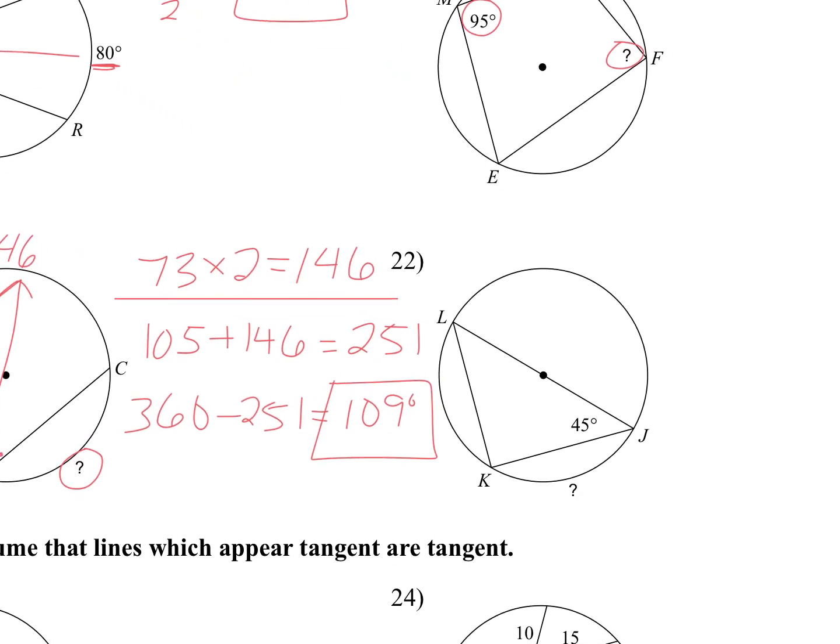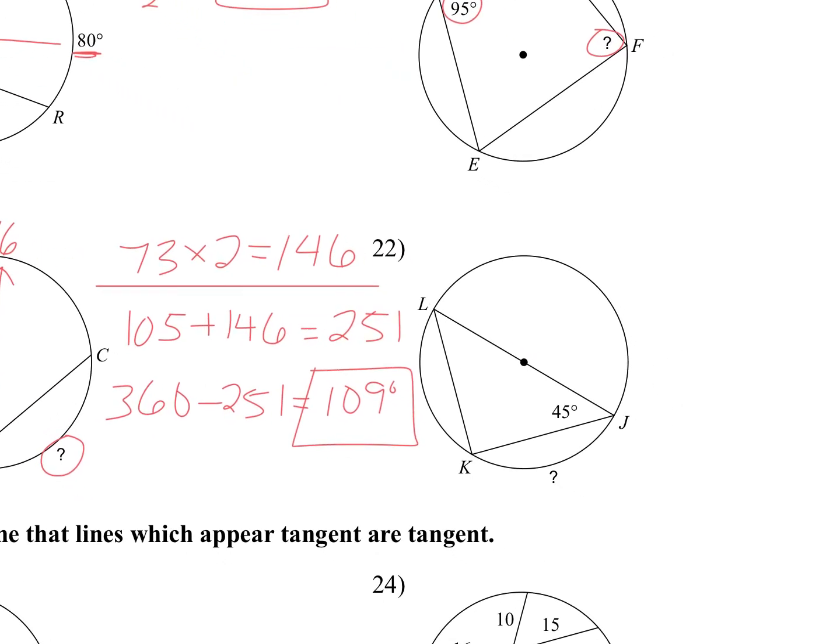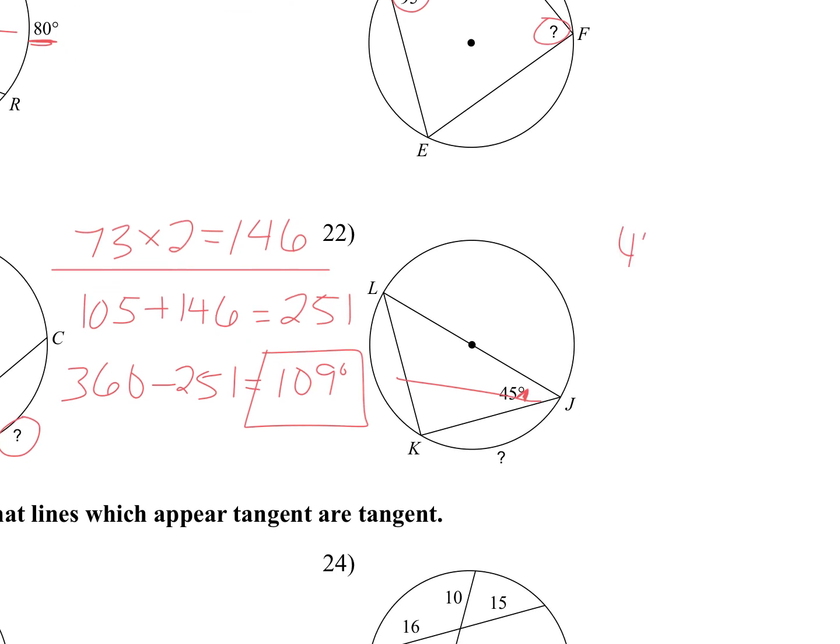Let's talk about 22 quick. Use what they give you. How can I use this 45? Times by 2. It can give us its arc. So we can take 45 times 2 to give us 90. Then subtract that from 360. Careful. Why do you say 180? Because it's the diameter. So now we can take 180 minus 90 to give us 90.